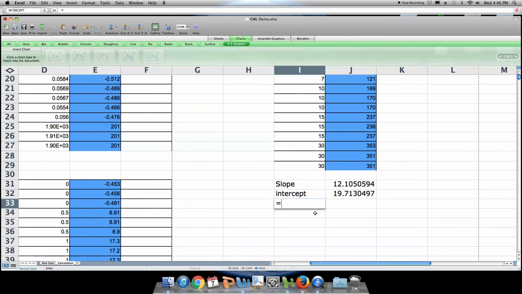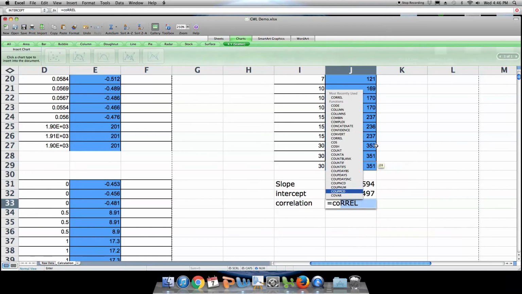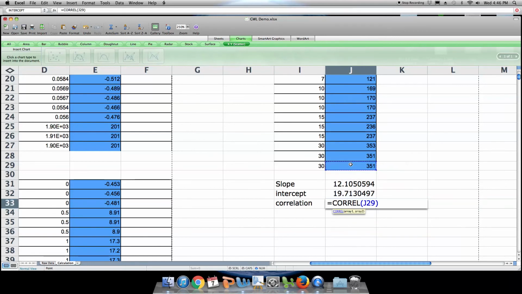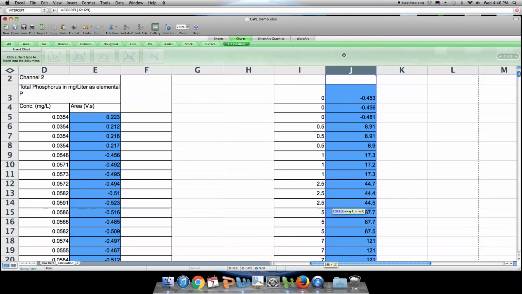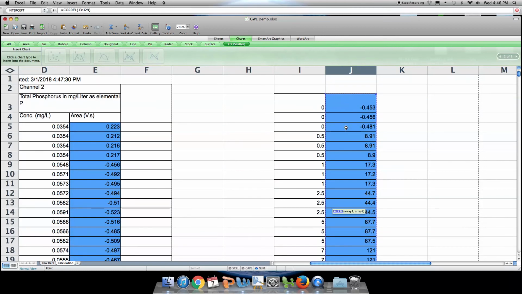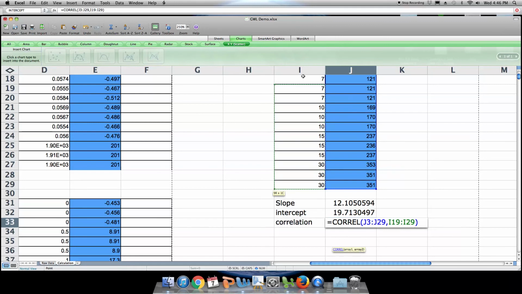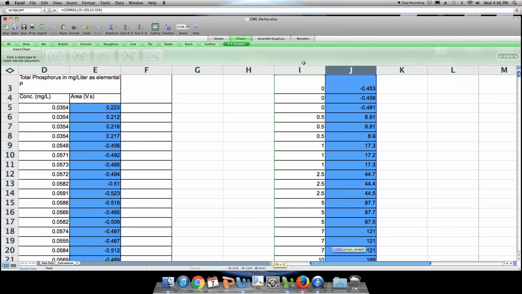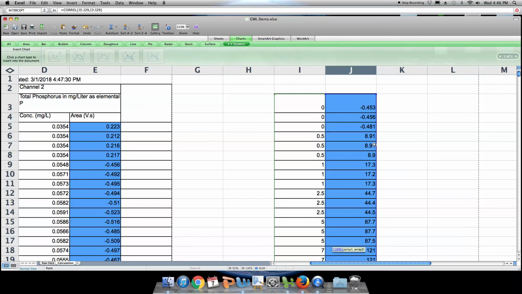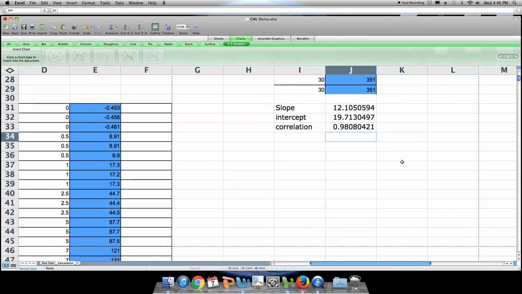Let's have a look at just how good our XY correlation is by running a correlation coefficient. So we'll look at the peak areas, comma, and we'll look at the known concentrations that gave us these peak areas. And 98%, I have a feeling we could do better.